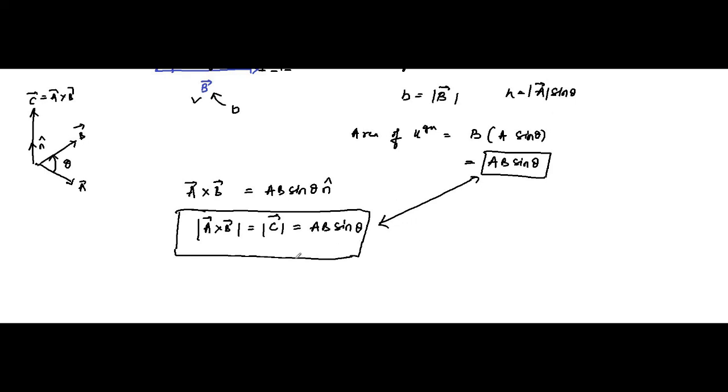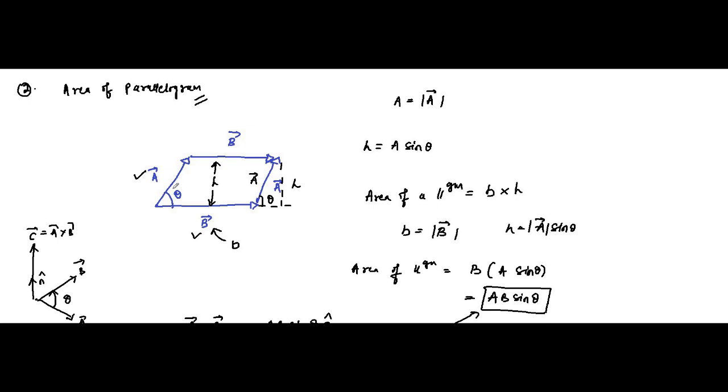So the area of the parallelogram with two vectors as its adjacent sides is equal to the magnitude of the cross product. Okay, so this is another important application of cross product.